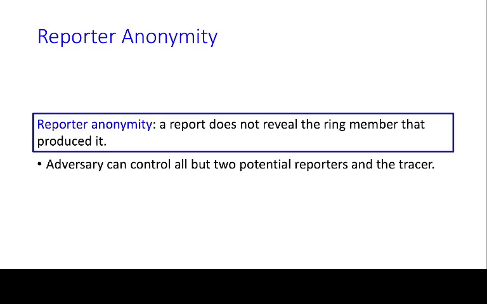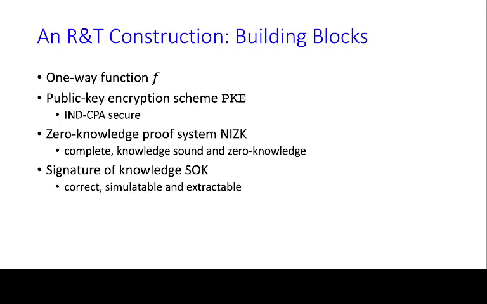So we now present details of a report and trace ring signature construction. It relies on the following cryptographic building blocks: a secure one-way function, a standard public key encryption scheme which is secure against chosen plaintext attacks, a zero-knowledge proof system that satisfies completeness, knowledge soundness, and zero knowledge, and a signature of knowledge that satisfies correctness, simulatability, and extractability.